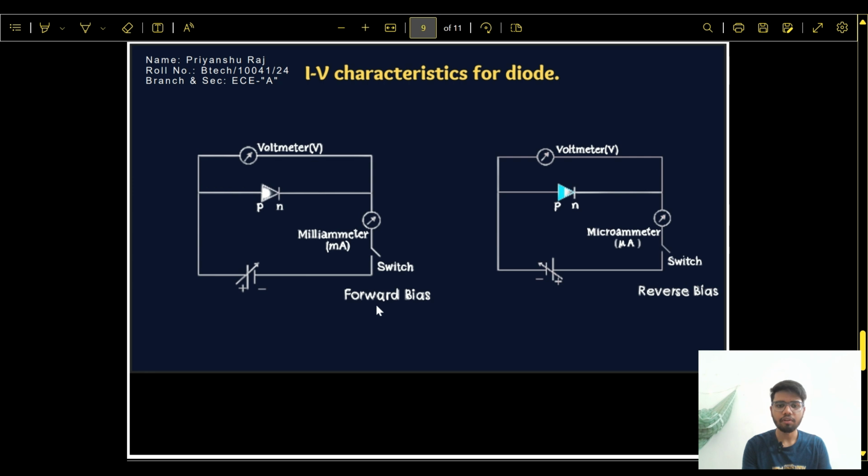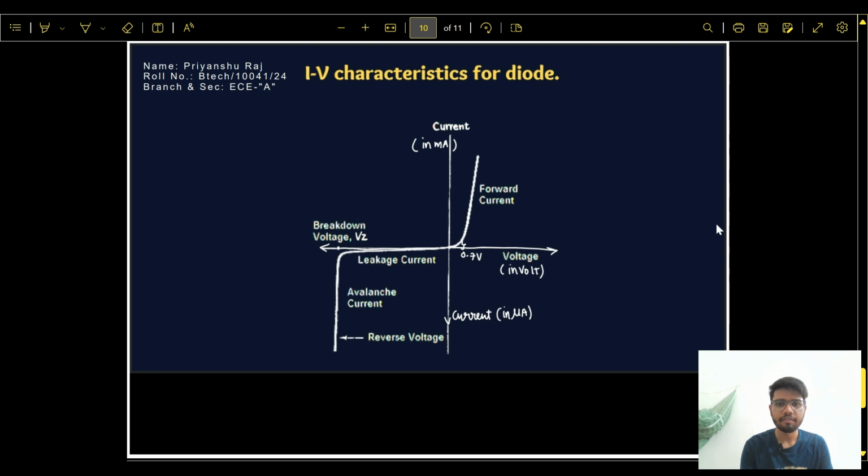So now let's study the VI characteristics of a diode. This is the circuit diagram for forward bias. Meanwhile, this is the circuit diagram for reverse bias. Moving to the next slide. VI characteristics of the diode. This graph is for silicon, as the knee voltage is 0.7 volt.